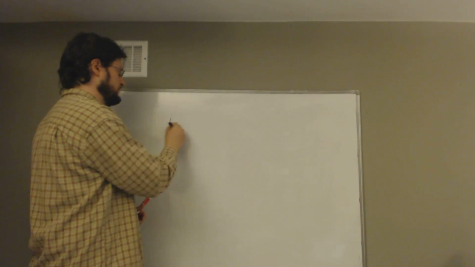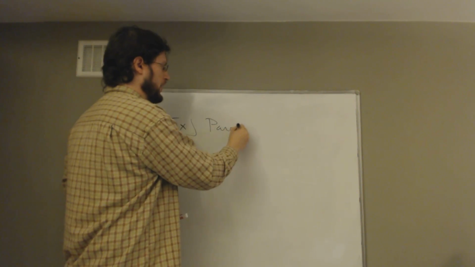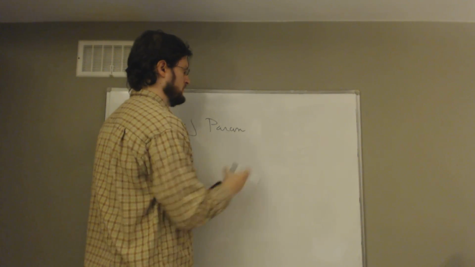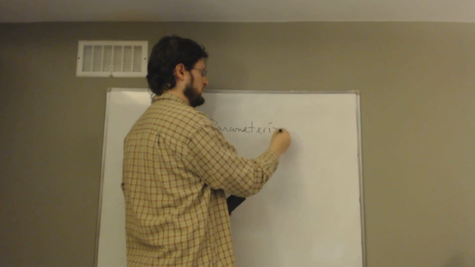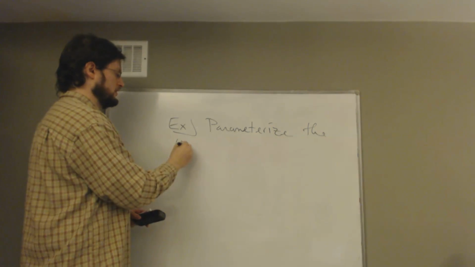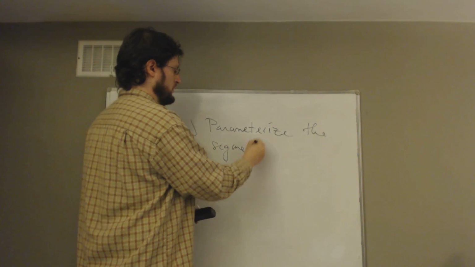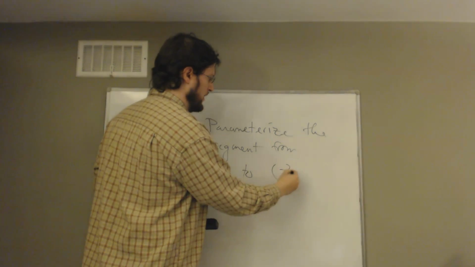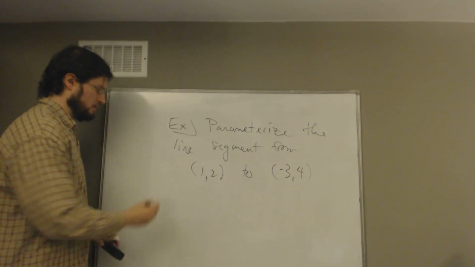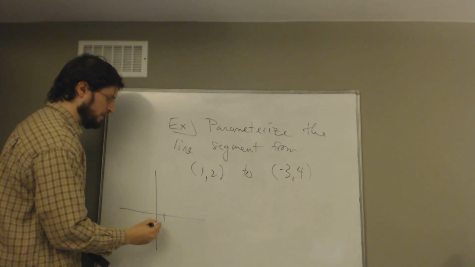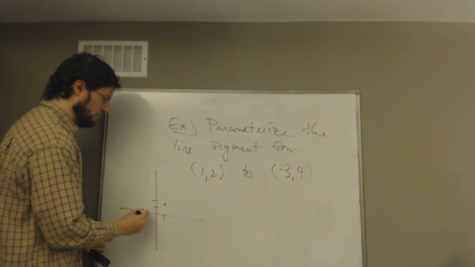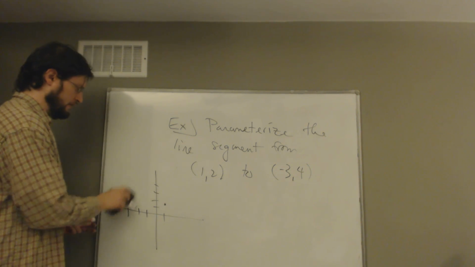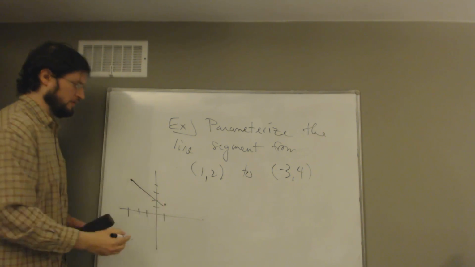All right. So let's go the other direction. Parameterize the line segment from the point 1, 2 to the point minus 3, 4. Right, so in terms of a picture, I'm starting at 1, 2, and I'm going to minus 3, 4. That's where I need to end. Right, so that's the goal.